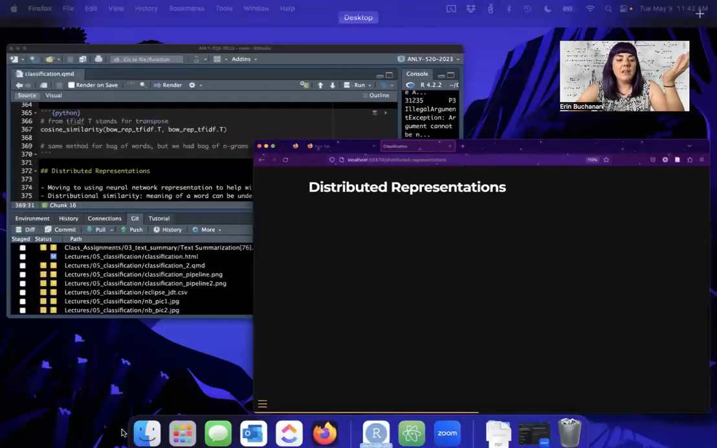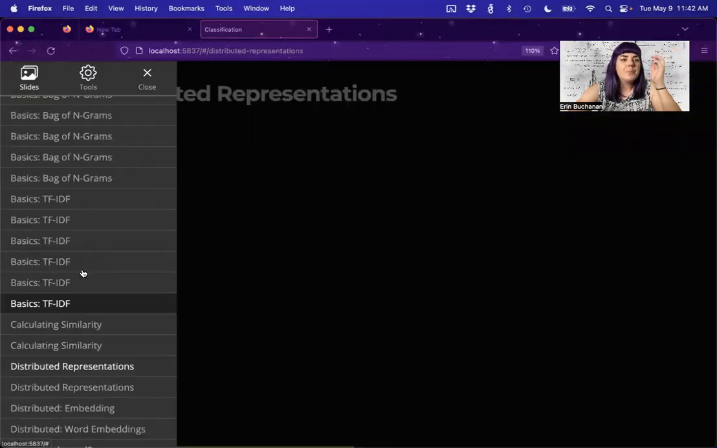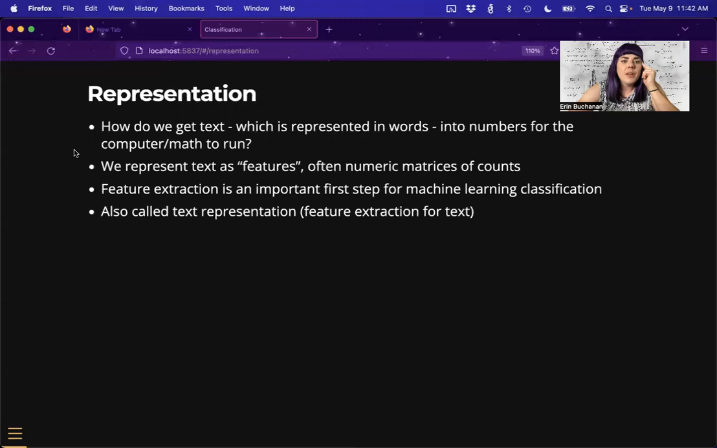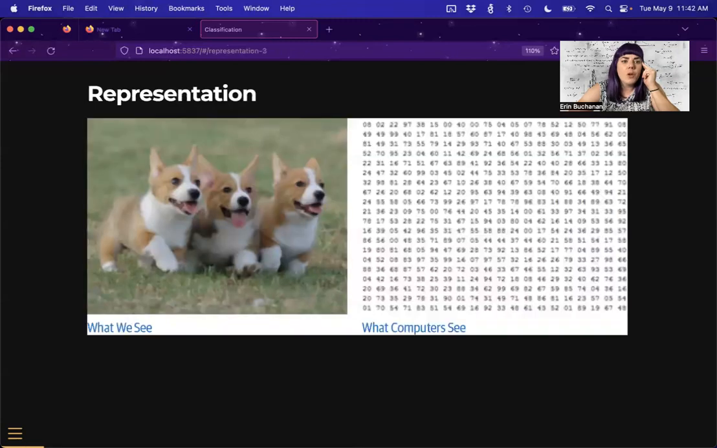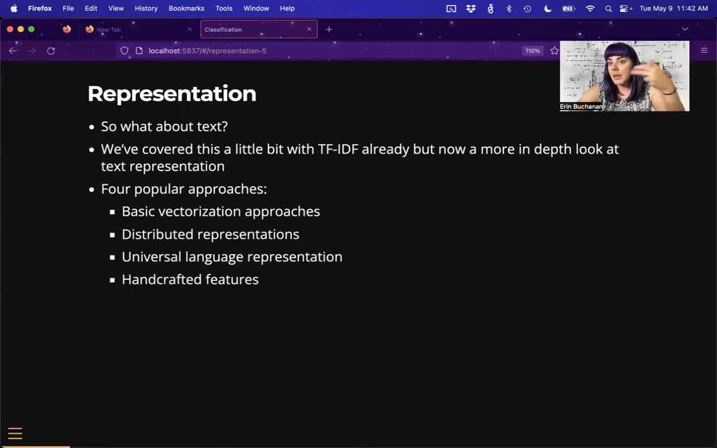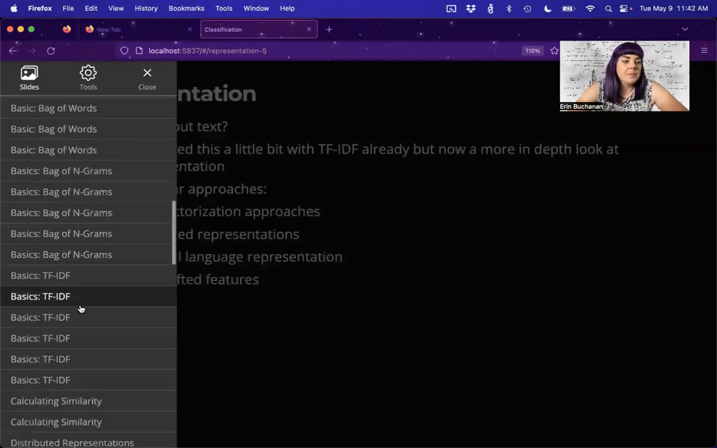So in the last lecture, we had 4 popular approaches to feature extraction, and we only covered the basic vectorization approaches. Let's now get into distributed representation approaches. And then we'll only have a couple slides in the last 2 because they're not nearly as popular.